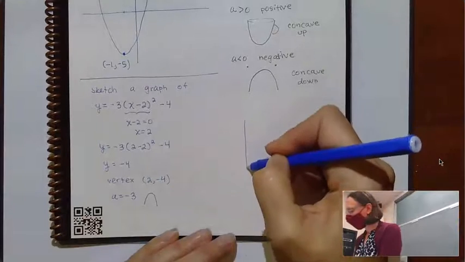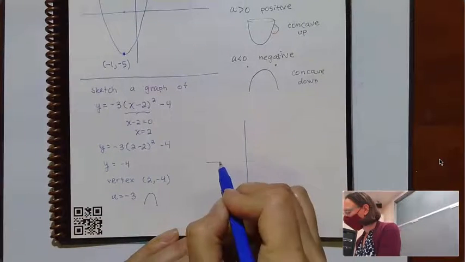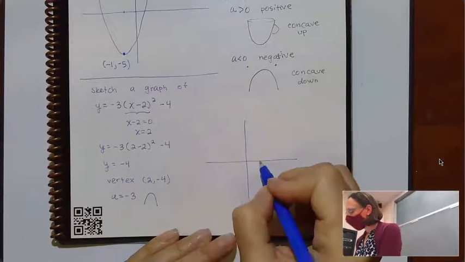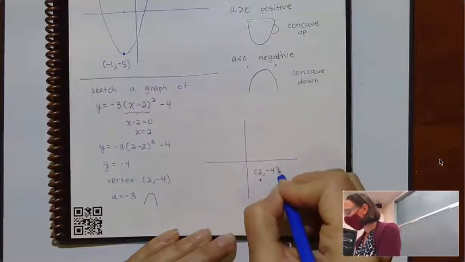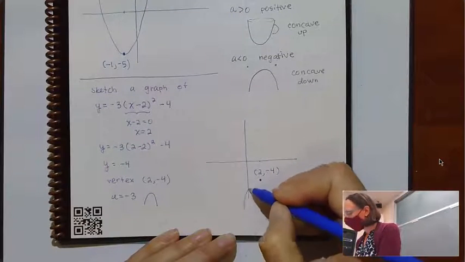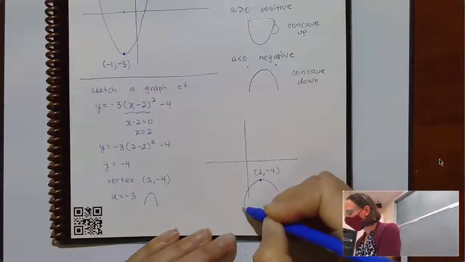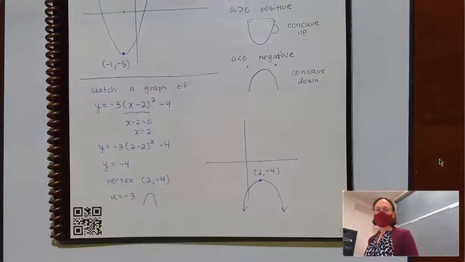So when I go to sketch this, I'm going to go to that point 2, -4. And then draw in a concave down parabola.